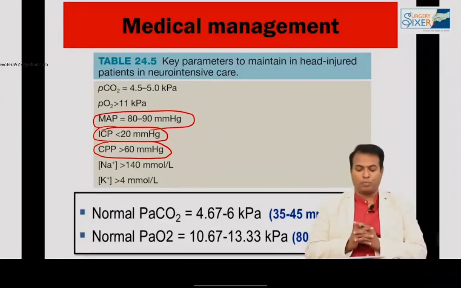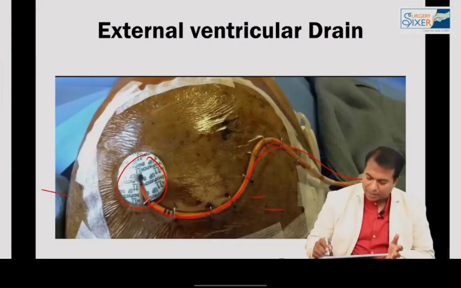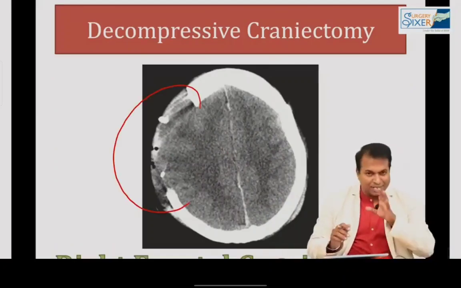Please don't forget, mean arterial pressure should be 80 to 90 in an ICU. So this is an external ventricular drain. From the skull, you can see the CSF is being drained out. External ventricular drain done. This is a decompressive craniectomy, you can see the skull being removed.